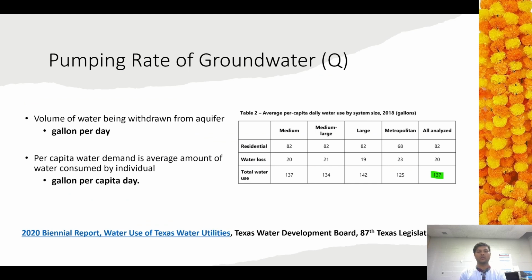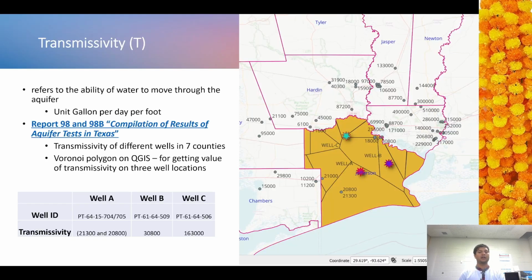Talking about the pumping rate of groundwater, as you can see on the screen, we calculated the average per capita daily water used by system size of 2018, from which we found that 137 gallons per capita per day is required as a water demand, and we had to supply the water for 30,000 consumers. So to find out the volume of water to be withdrawn from the aquifer, we just multiplied the 137 gallons by the number of capita, which was 30,000, to get our volume. This table was extracted from the 2020 biennial report, Water Use of Texas Water Utilities, Texas Water Development Board, 7th Texas Legislative Session.